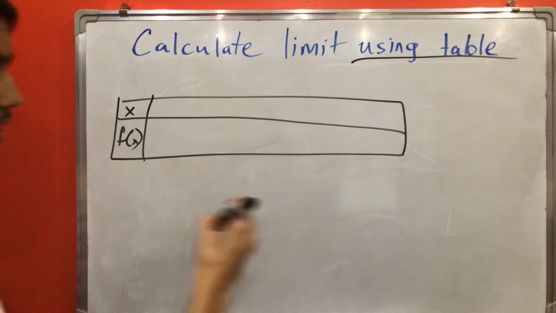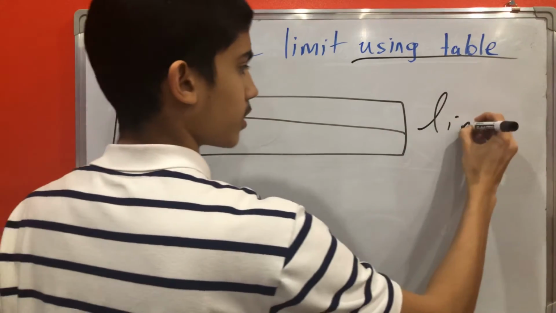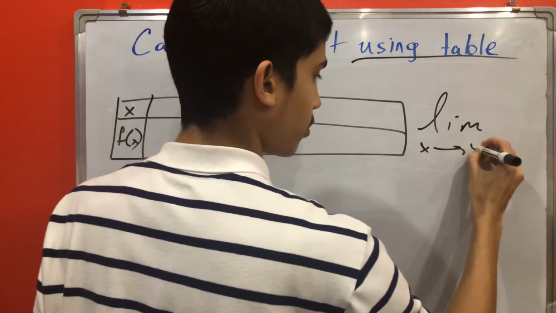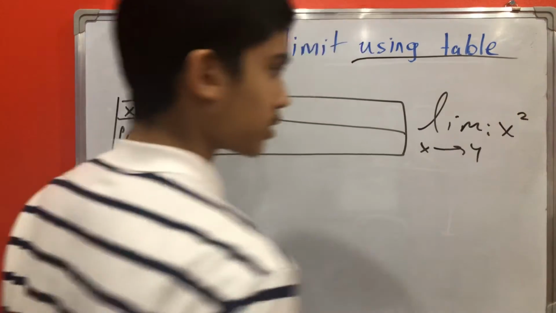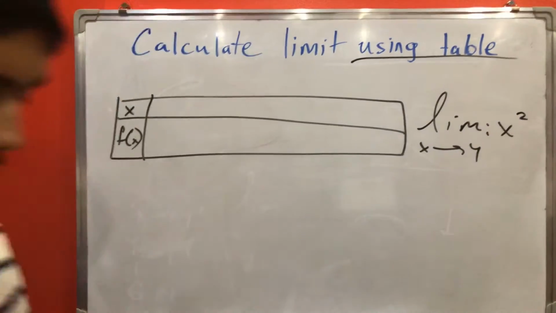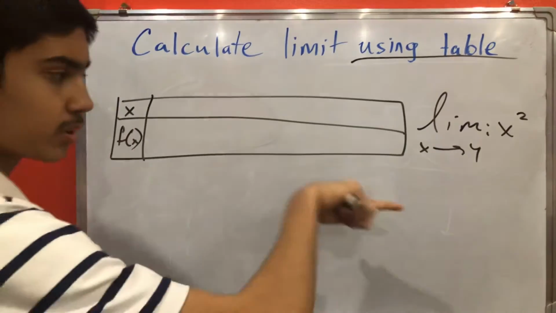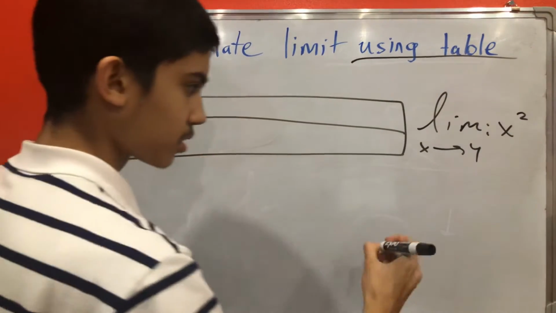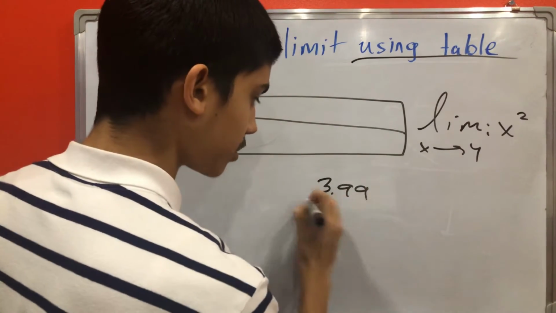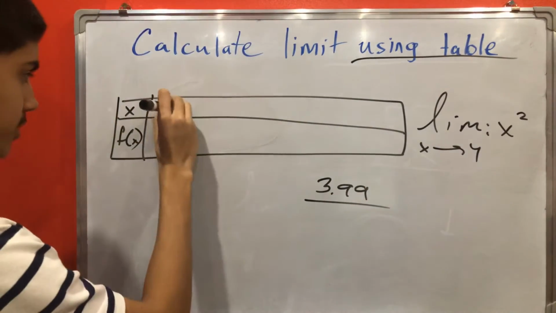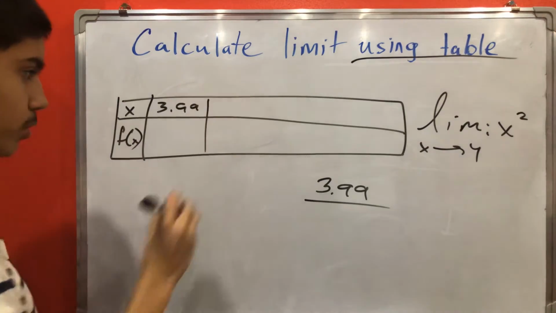So let's say they're asking us for the limit as x approaches 4 for the function x squared. For this function, we're going to plug in values from the left and from the right. If we plug in from the left, we're going to plug in a value in our calculator such as 3.99, and we're going to put it on our table.